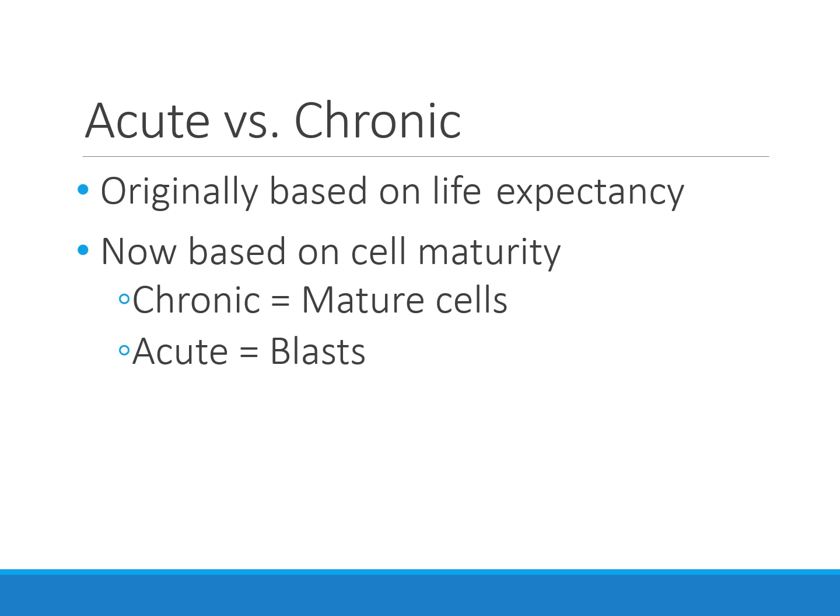When categorizing leukemias, we typically categorize them under two subsets, the first being acute and the second chronic. Originally, these were based on the life expectancy of the patient who had these leukemias, but now we really look at the level of maturity that we see in each individual case. In chronic leukemias, we tend to see more mature cells, and in acute leukemias, we tend to see the least maturity in the form of blasts in higher populations.